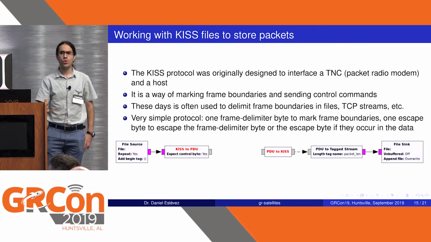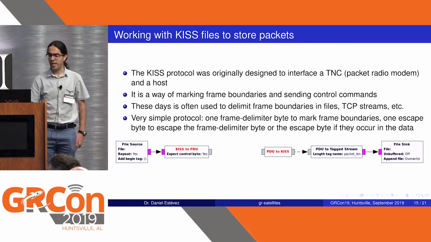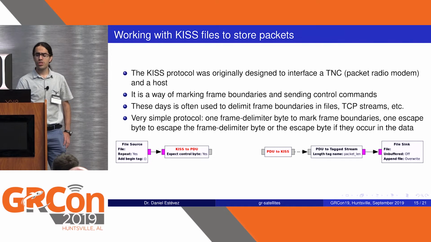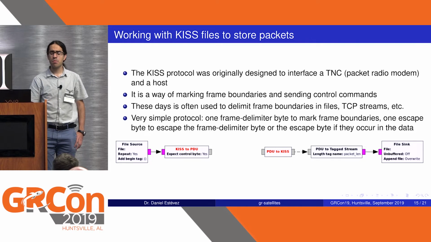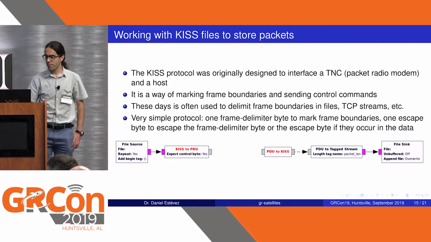Many times you want to work with packetized data through a stream of bytes. For example, maybe you have some frames that you want to save to a file, or maybe you want to transfer those through TCP. So KISS format is very useful for that. Originally, the KISS protocol was used to interface with a packet radio modem, but it is just a very simple way of using control bytes to mark the frames of packets, so packet frame boundaries, inside a byte stream.